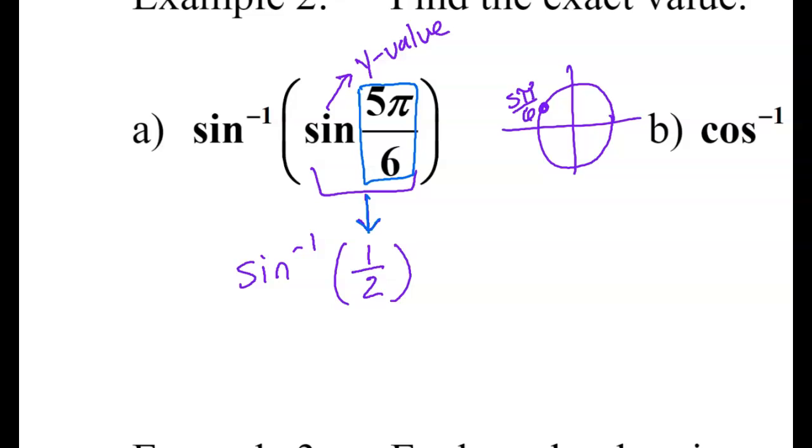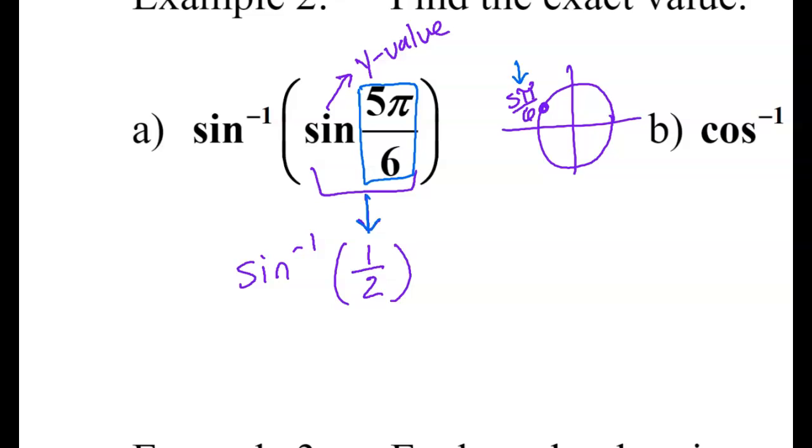Okay. Now we're finding the inverse sine of a half, meaning we're looking at the unit circle for where the y value is a half. Well, that's what we literally just did, right? We just found the y value of 5 pi over 6 is a half. So if I'm looking for the y value that's a half, it would give me 5 pi over 6. But there's an issue. What's the issue?